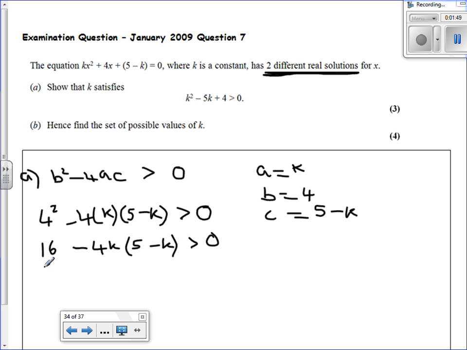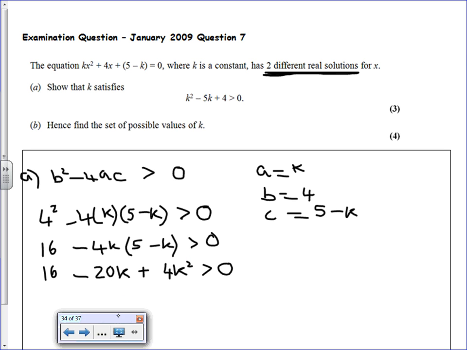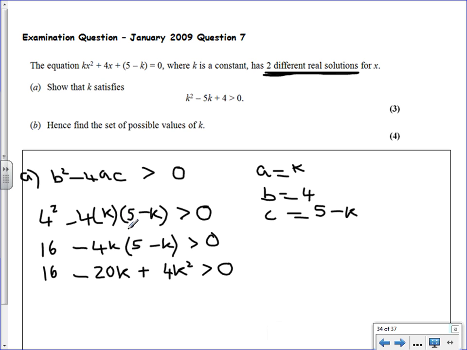Just got to expand the bracket. 16 minus 4k times 5 is minus 20k. Minus 4k multiplied by minus k, it's going to become positive 4k squared. That's greater than 0. Right, can we simplify any further? So we can divide through by 4. So 16 divided by 4, we've got 4. Minus 20 divided by 4 is minus 5. And 4k squared divided by 4 is k squared.